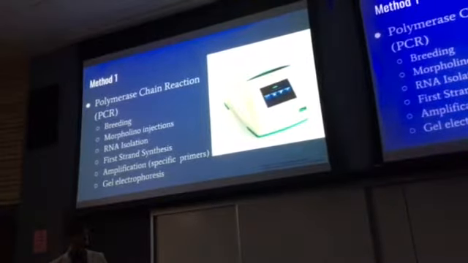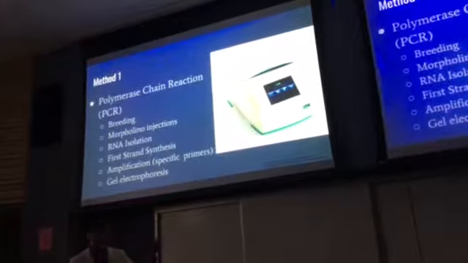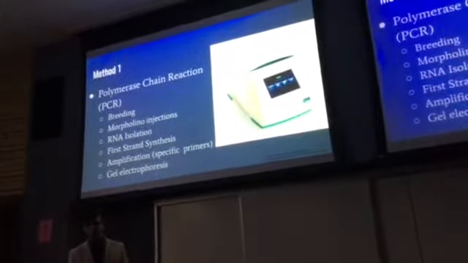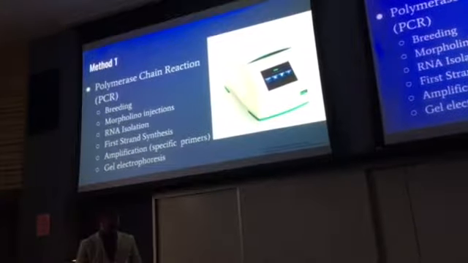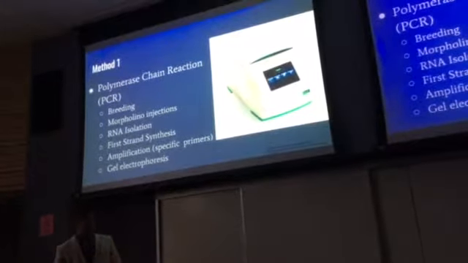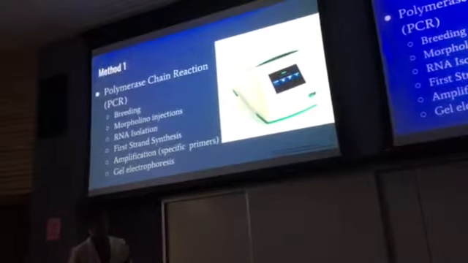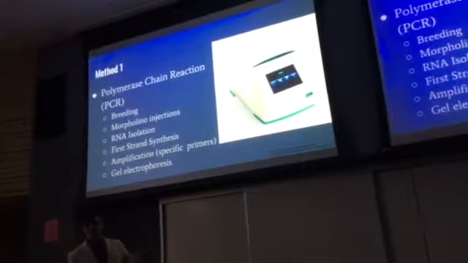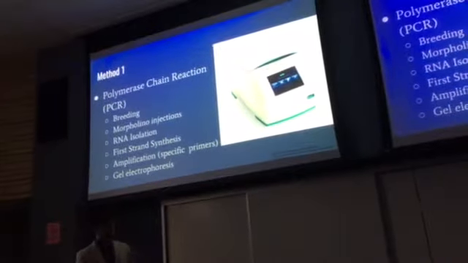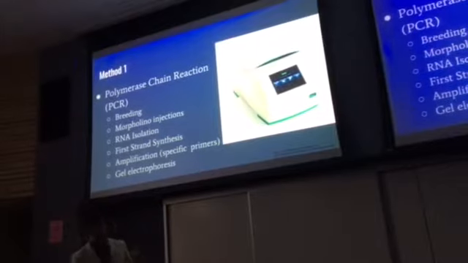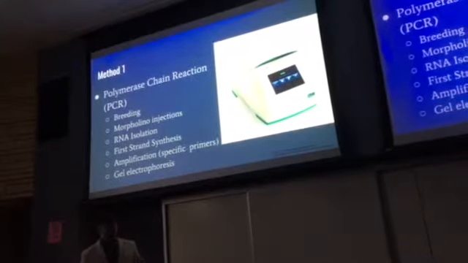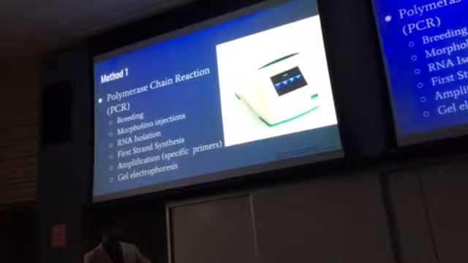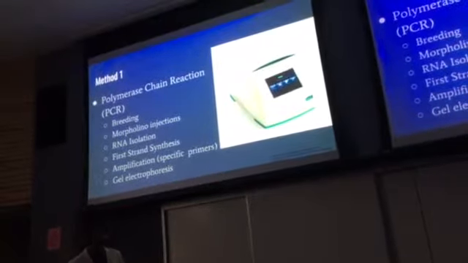Once that happens, you can do first strand synthesis. First strand synthesis is taking that RNA, which is relatively unstable compared to DNA, and changing it to make a hybrid RNA-DNA molecule called cDNA. That allows us to study it further without it degrading. Then you take that cDNA and amplify it with specific primers that I mentioned earlier for the sections of IA2 and IA3 we're looking for, just to make hundreds of thousands of copies of that specific section of DNA. And then you run that all on a gel electrophoresis.